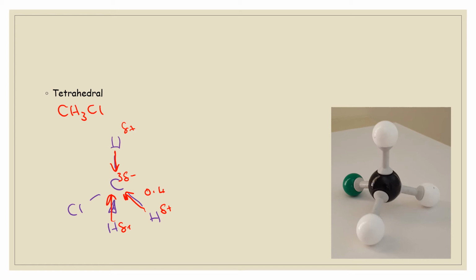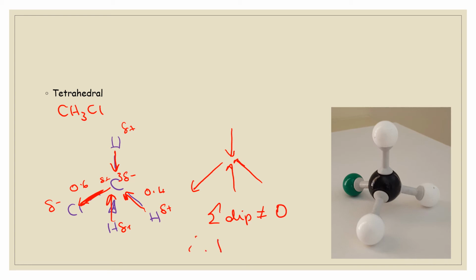In this particular case though, the chlorine is more electronegative than the carbon. So chlorine is 3.2, carbon is 2.6, so it's going to pull out here to 0.6, so this will be negative to this one's positive. So here, because you've got one pulling in, one pulling in, one pulling in, and then a bigger one pulling out, the sum of the dipoles does not equal 0, so therefore it is a polar molecule.